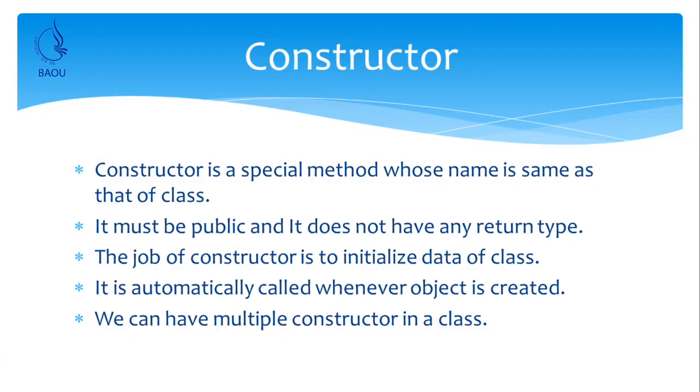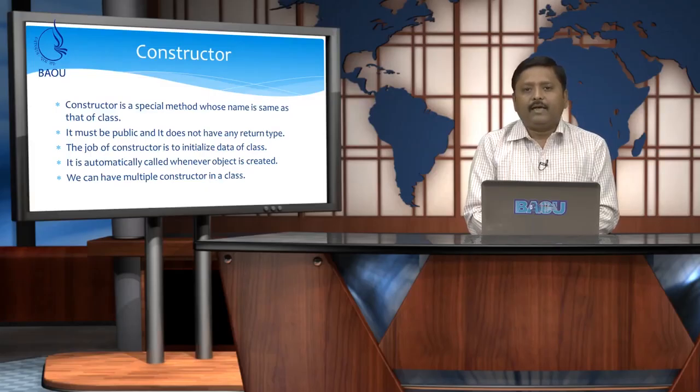So, you write new and the class name, and at that time it is automatically called whenever an object is created, and the job of a constructor is to initialize data of the class. And remember, we can have multiple constructors in a class. For example, if my class has 3 instance variables, I can initialize all 3 in a single constructor, or I can initialize 1, 2 or 3 depending on my requirement. So, we can have multiple constructors also.